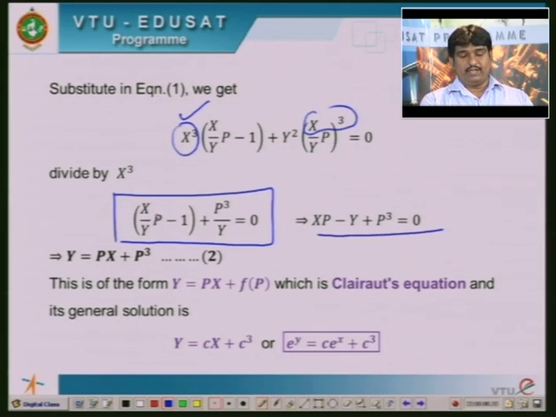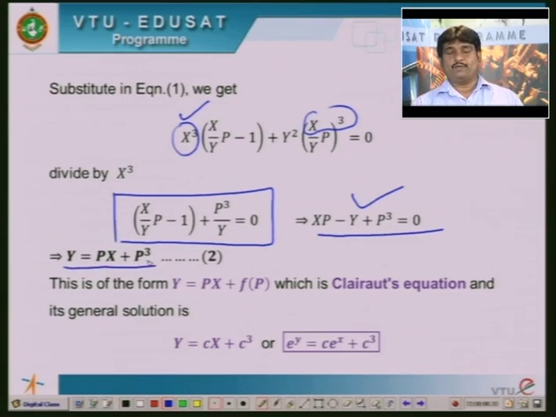When you multiply by y, you will get xp here minus y into 1 by y plus p cube, y gets cancelled here. So I arrive at this result, xp minus capital Y plus p cube equals 0, which is nothing but capital Y equals p into capital X plus p cube. Now this is of the form y equals px plus f of capital P.